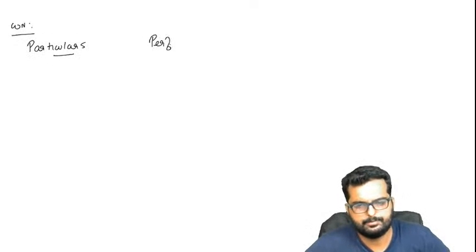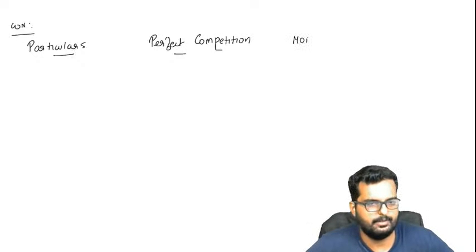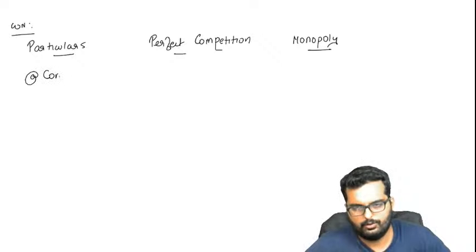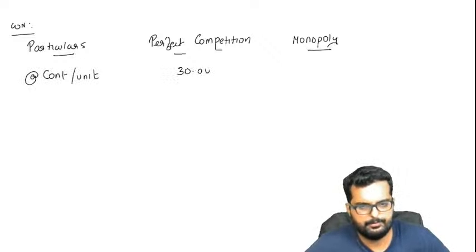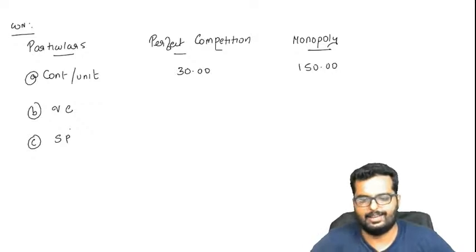Particulars. Perfect competition. And what is the second one? Monopoly. Okay. So you get the answer as contribution per unit. Did that turn out to be 30 and 150? 30. And here it is 150. Okay. We need to check the variable cost and we need to find out the selling price also.